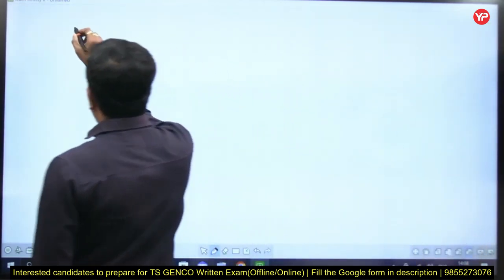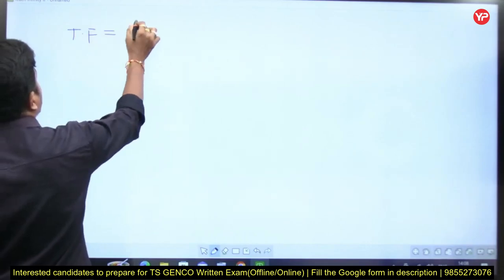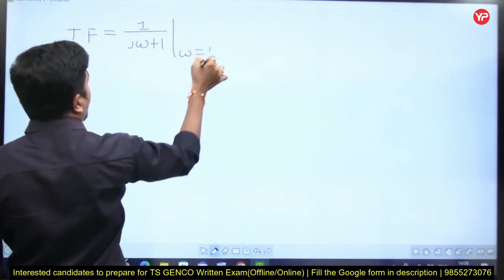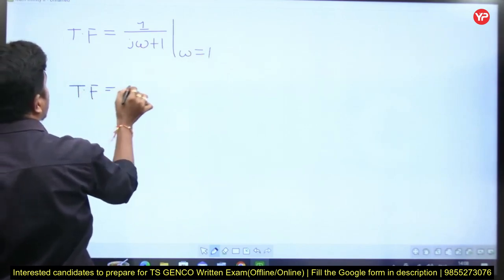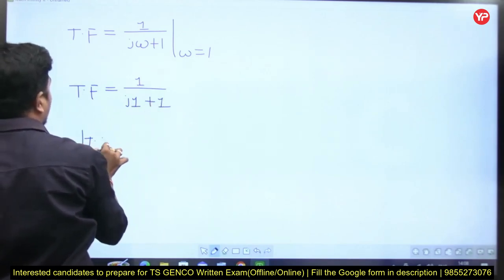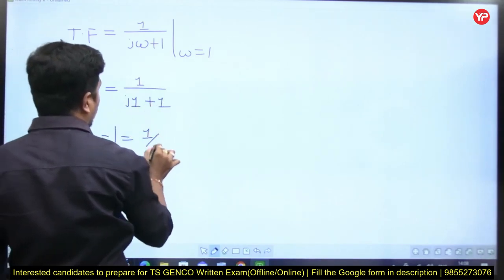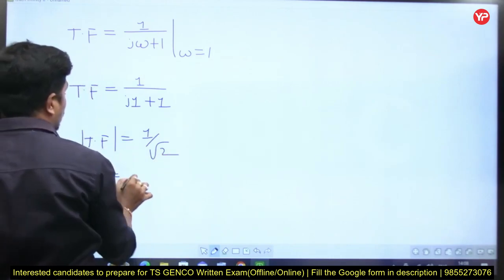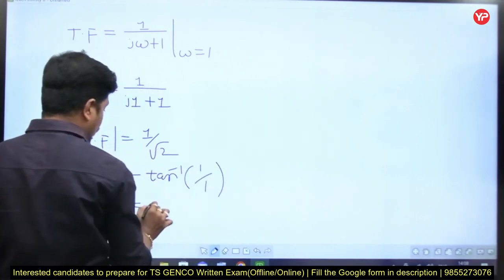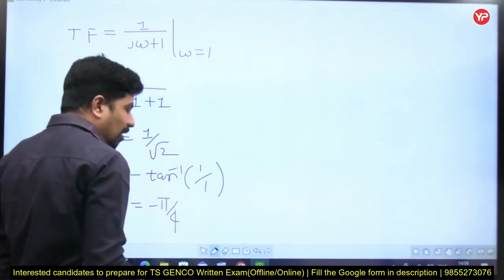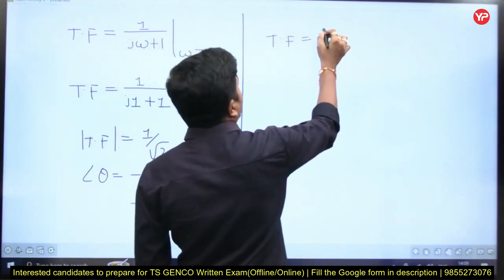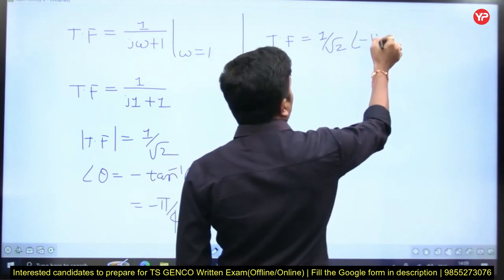Observe. Transfer function is equal to 1 by j omega plus 1, but omega equal to 1. So transfer function is equal to 1 by j1 plus 1. So magnitude of the transfer function is equal to 1 by root 2, and angle theta of the transfer function is minus tan inverse of imaginary by real, that is equal to minus pi by 4 or minus 45 degrees. Now transfer function total can be written as 1 by root 2 at an angle of minus pi by 4.